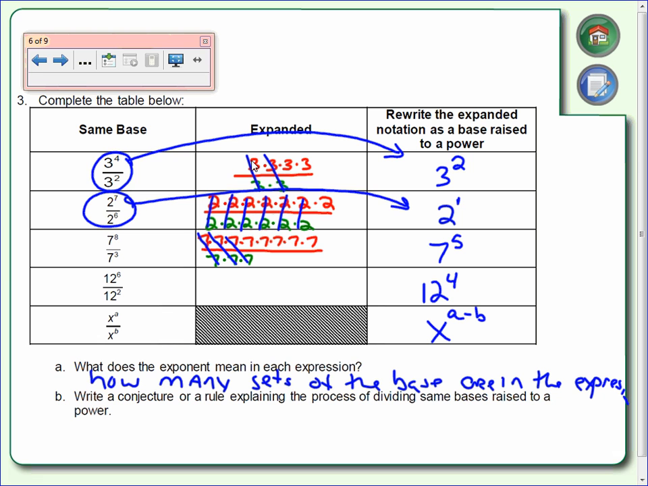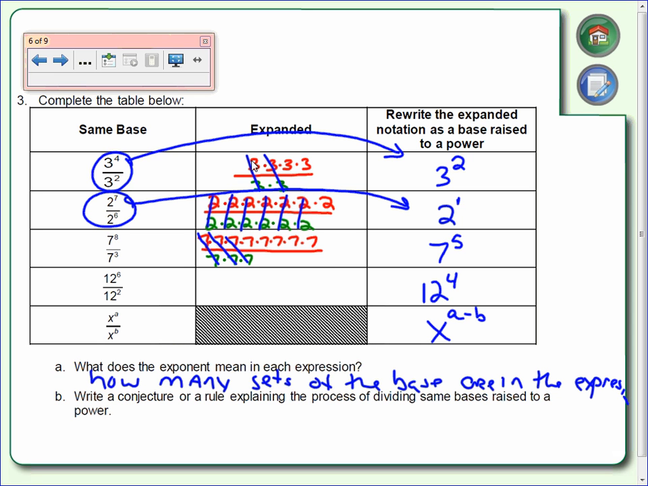How many sets of bases are in the expression? For example, 3 to the 4th power. That 4 meant that's how many 3's we had. 3 squared. The 2 means how many 3's we had. We had 2 of them. How many sets of bases are in the expression?